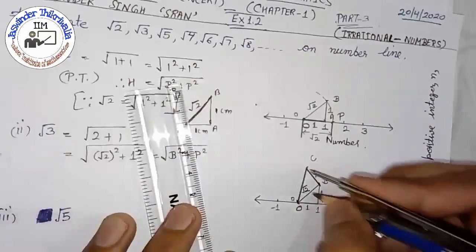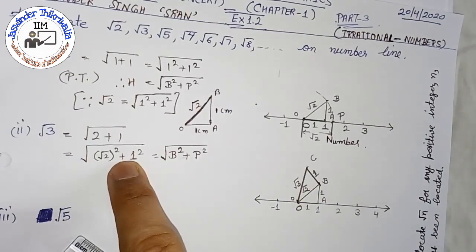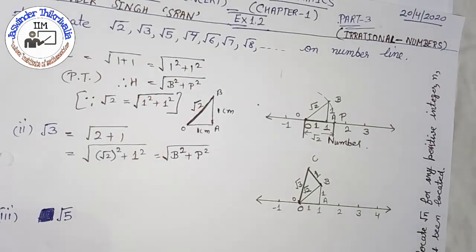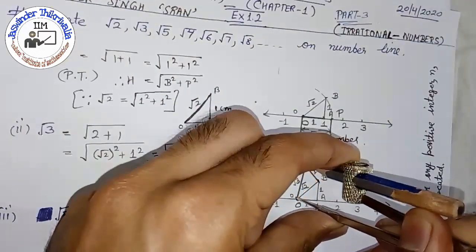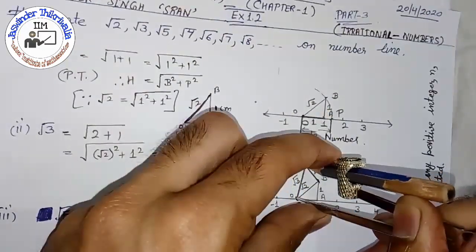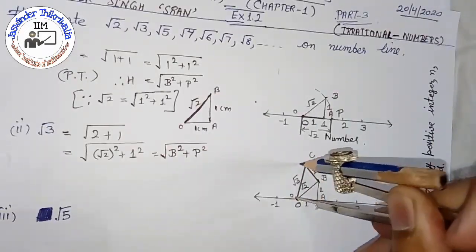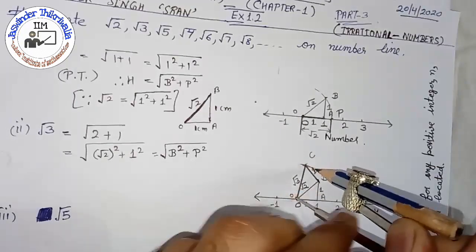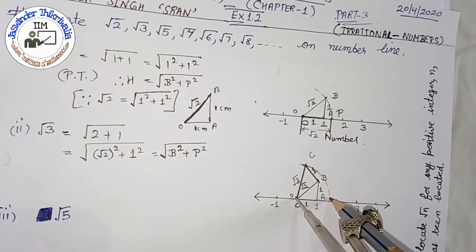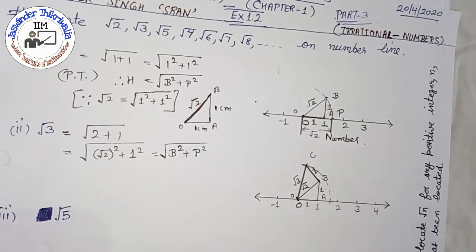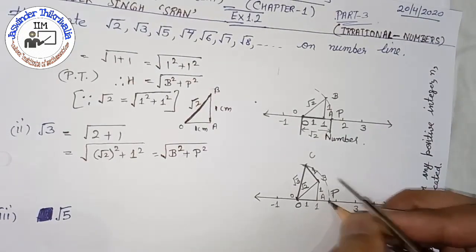Now how much is this OC? This OC is equal to root 3. How did it come? It came by the Pythagoras theorem. So beta, open your compass equal to OC. Draw one arc and adjust it properly. That arc will cut the number line at one point. Give this point the name P.